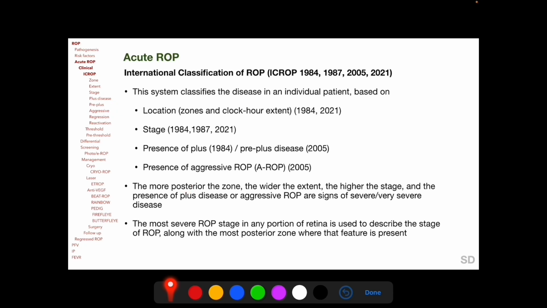The more posterior the zone of the disease, the wider the extent, the higher the stage, and the presence of plus disease or aggressive ROP, the more severe the disease is considered to be. And in an individual eye, the stage of the disease is described as the most severe ROP stage present in any portion of the retina of that eye, and the zone of the disease is described as the most posterior zone where the most severe ROP stage is present.